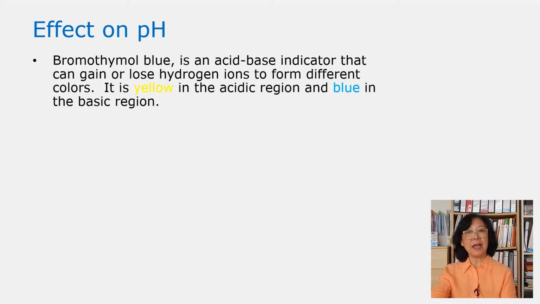Bromothymol blue is an acid-base indicator that can gain or lose a hydrogen ion to form different colors. It is yellow in the acidic region and blue in the basic region. The acidic form is represented by the symbol HIn, and the basic form is represented by In-.